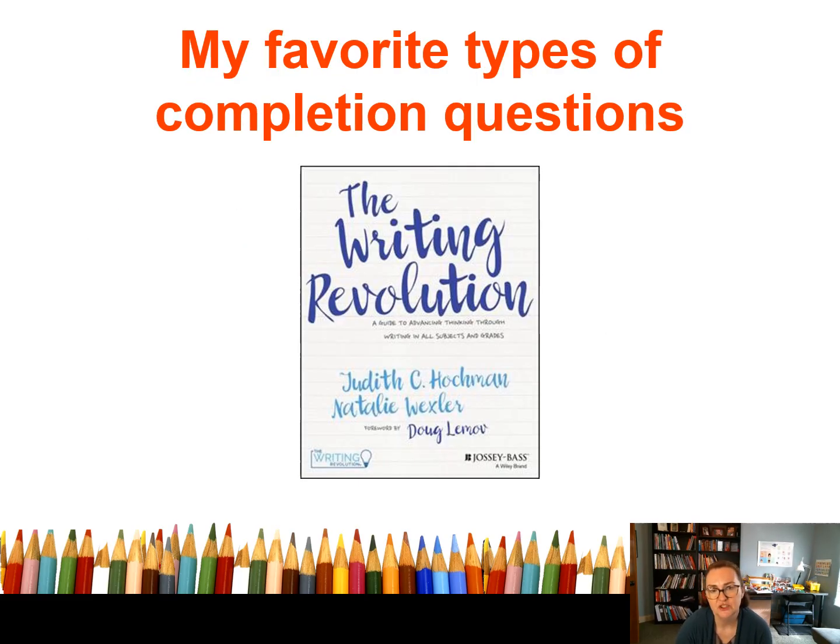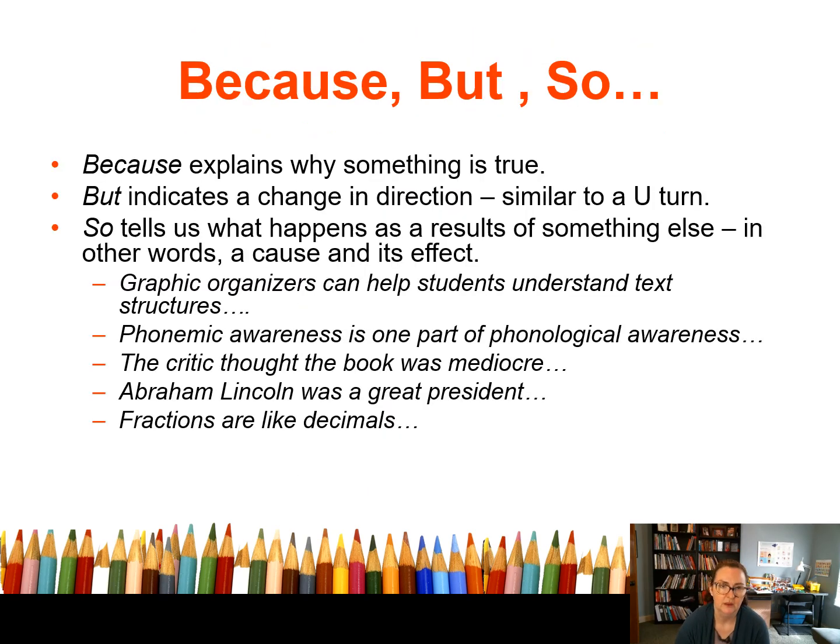My favorite types of completion questions come from The Writing Revolution by Judith Hochman and Natalie Wexler. One strategy they use is called because, but, so. Because explains why something is true, but indicates a change of direction like a U-turn. So tells us what happens as a result of something else, in other words, a cause and its effect. For example, graphic organizers can help students understand text structures because it makes the text structure visible to students, but you have to teach them how to use graphic organizers.